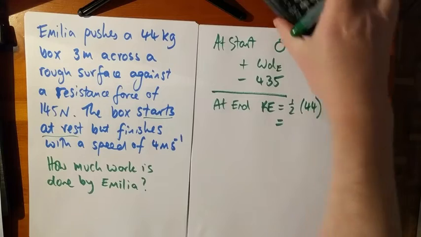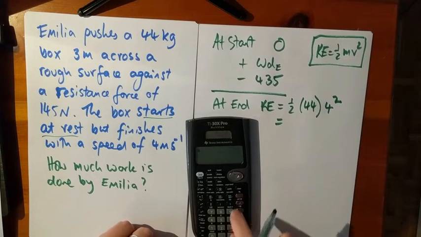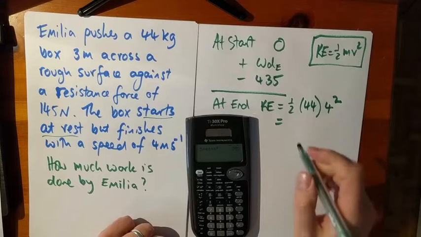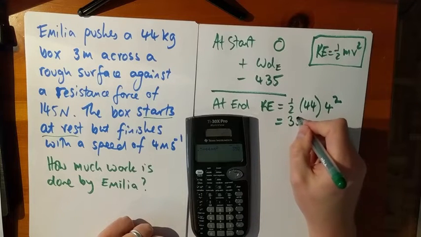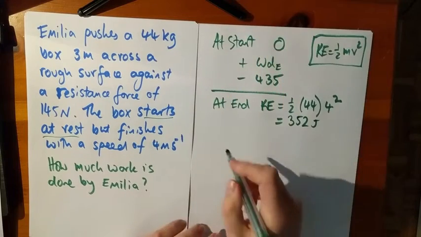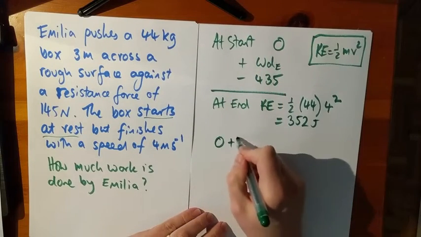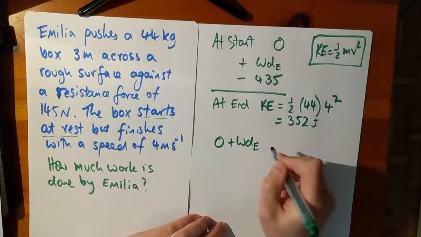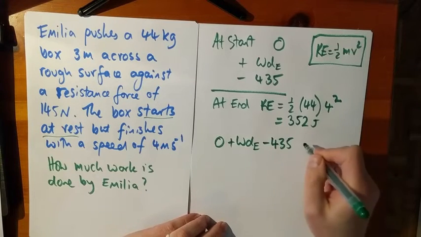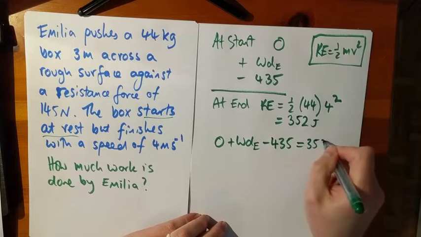Where's my calculator? 0.5 times 44 times 4 squared gives me 352 joules at the end. So then we can form an equation from this. We've got 0 plus the work done by Amelia, take away 435 with the resistance, equals 352.